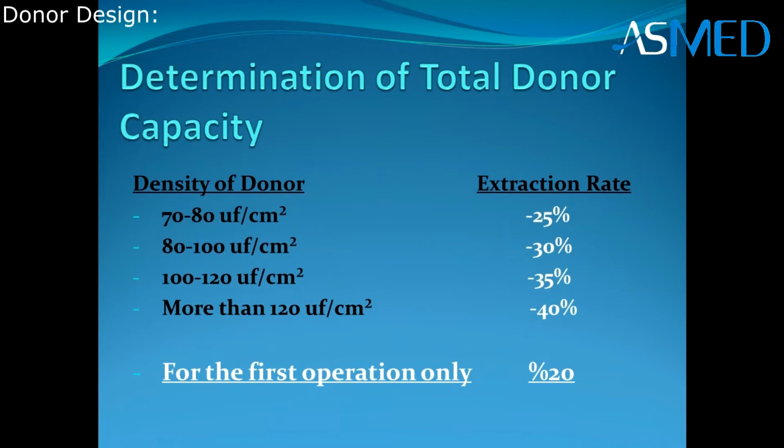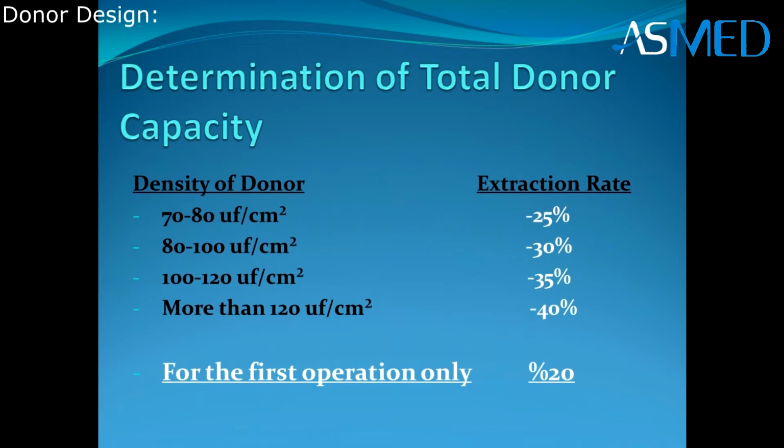Determination of total donor capacity. I believe that this is the hardest and most strategic decision of a hair surgeon. I changed my first plan many times when the patient came for the second surgery. I always decide according to the density of the donor.